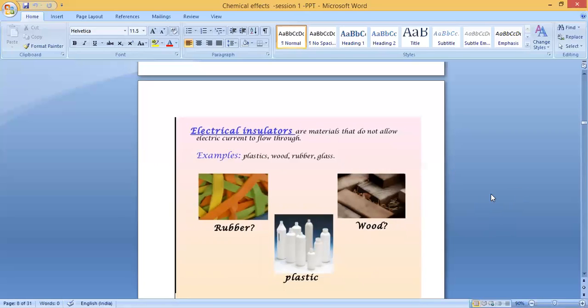Then electrical insulators are materials that do not allow electric current to pass through. Examples: plastics, which you can see here, then wood, rubber and glass. All these are examples of insulators. They do not allow any electric current to pass through them, and that is the reason they are known as insulators.